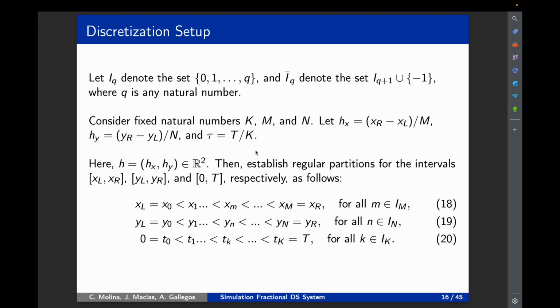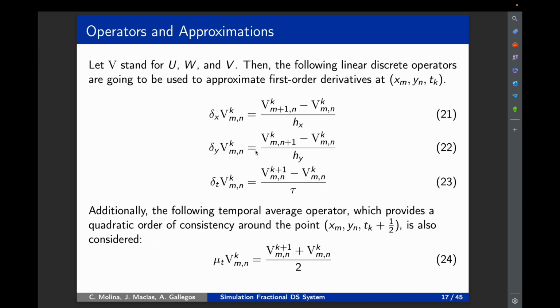We also need the following setup for the discretization along the x and y axis and over time, remembering that we are going to have regular partitions for the intervals on x and y, and time beginning on 0 and ending on a finite time. For the operators and approximations, we have the following derivatives for the first order, for x, y, and time. And we have also the following temporal average operator, which will provide quadratic order of consistency around the point xn, yn, tk plus 1/2.